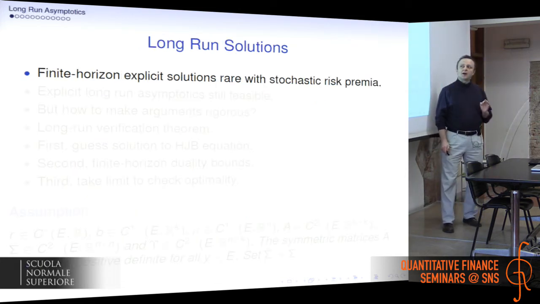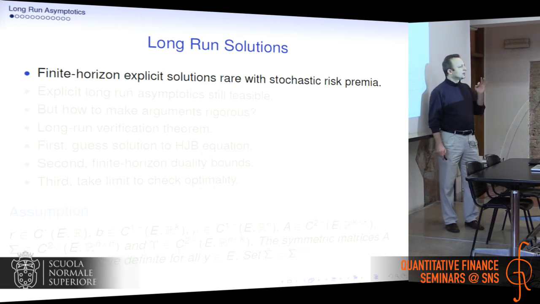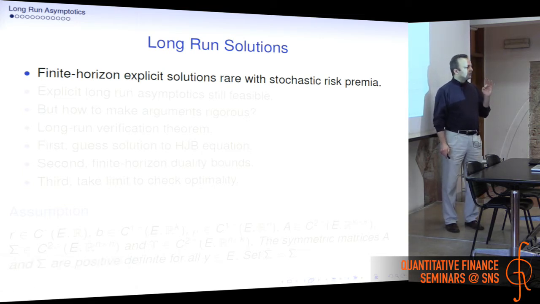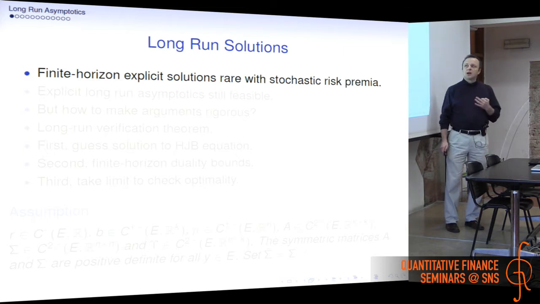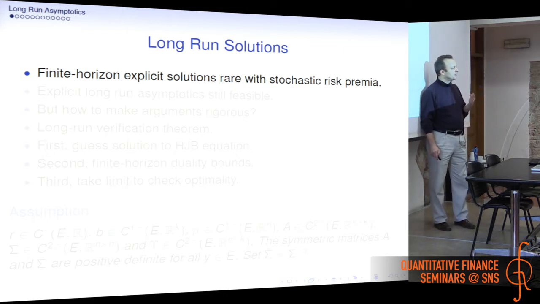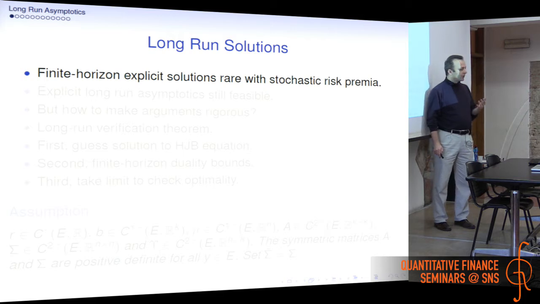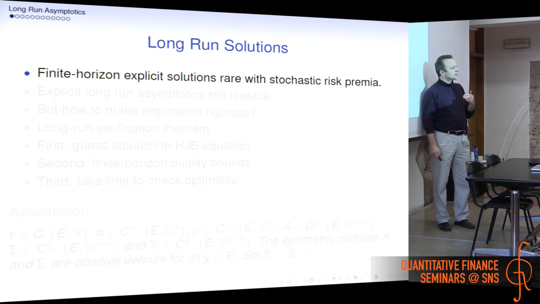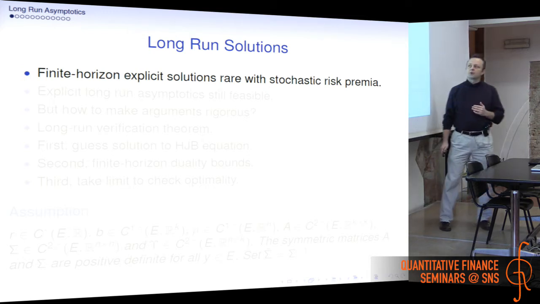So if you have found an explicit solution to the long-run Hamilton-Jacobi-Bellman equation, how do you close the deal? How do you show that this is actually optimal in any sense? In order to do this, we need to give a couple of definitions, and we are going to make some technical assumptions which guarantee that the steps we are going to make are logically sound.